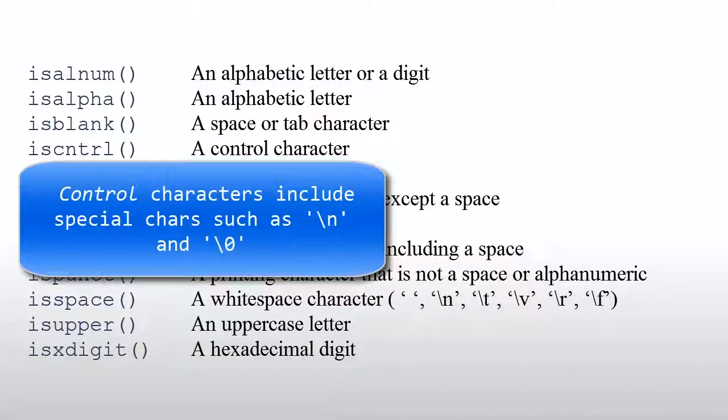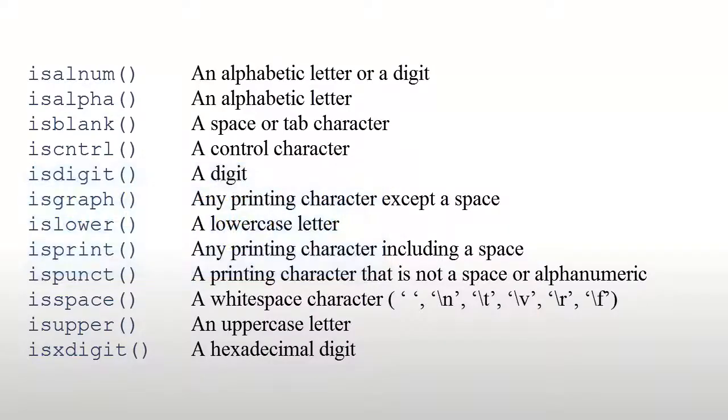Is_cntrl, that's a control character. Is_digit, a digit. Is_graph, any printing character except a space. Is_lower, a lowercase letter. Is_print, any printing character including a space. Is_punct. Now, this is a printing character that defines punctuation, but it will include characters that you might not normally think of as being punctuation characters.